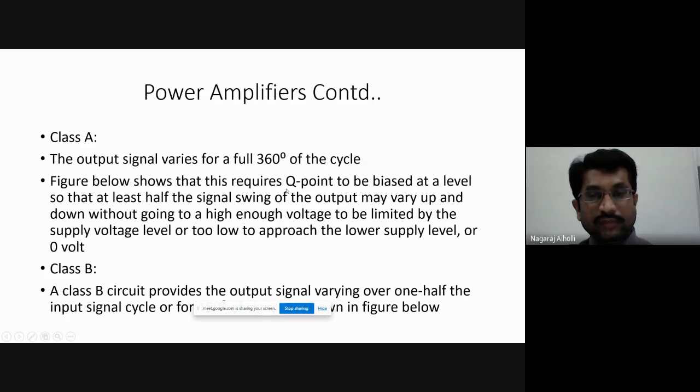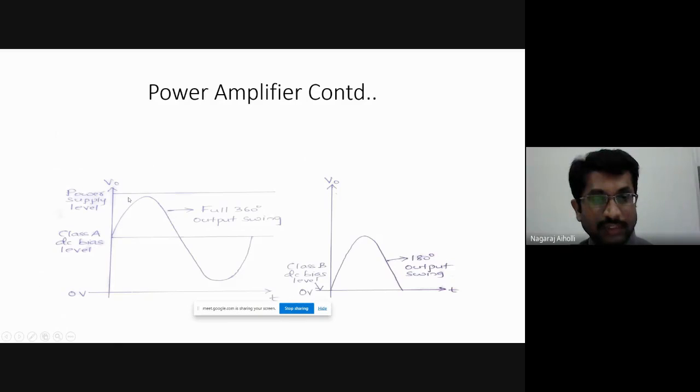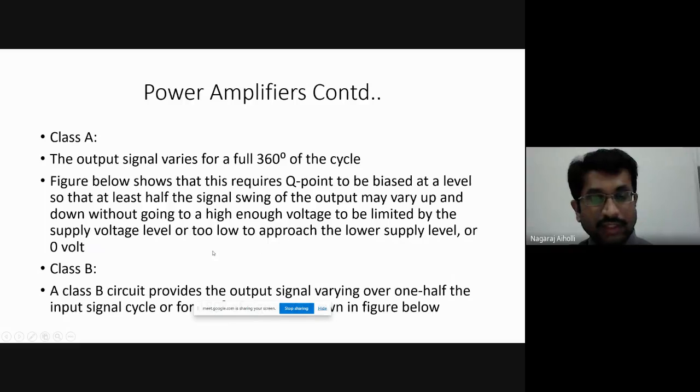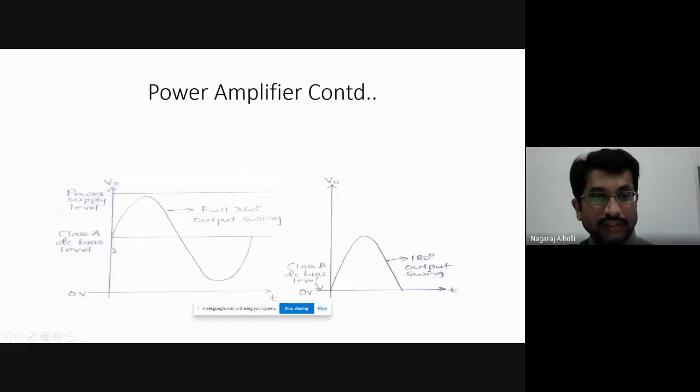So the figure below shows that the required Q point, that is the quiescent point, or the DC bias level, is at least half the signal swing of the output, which may vary up and down without going to a high enough voltage, which is limited by the supply voltage level. That is, this high peak, the positive peak, is limited by the power supply level. It is less than the power supply level, and the lower level is more than 0 volts. Okay. So such amplifiers are called class A amplifiers. They operate for one full cycle of the applied input signal, right?